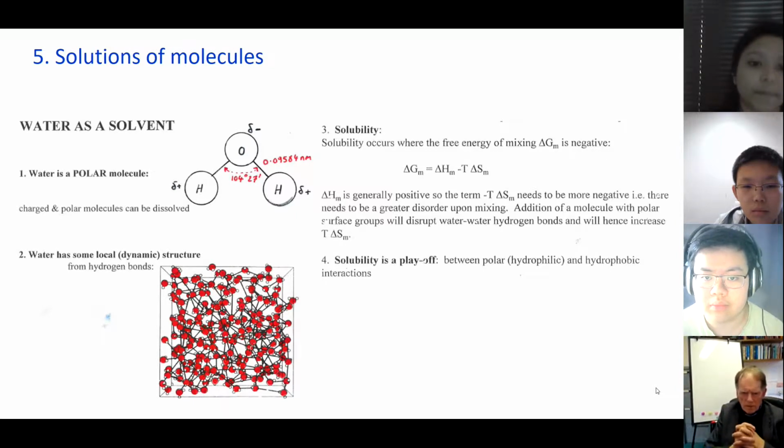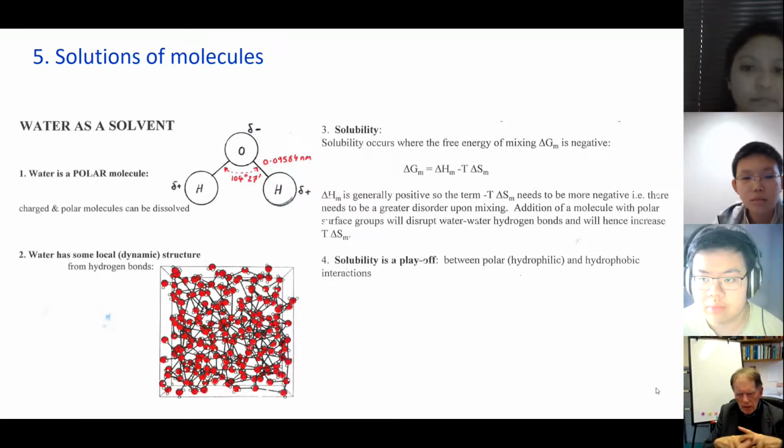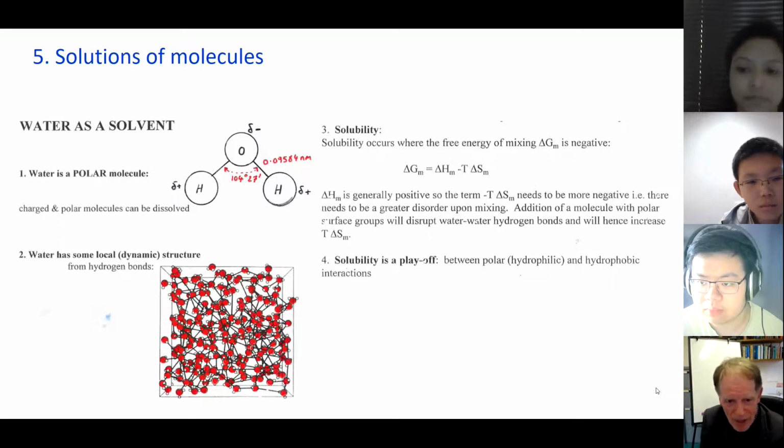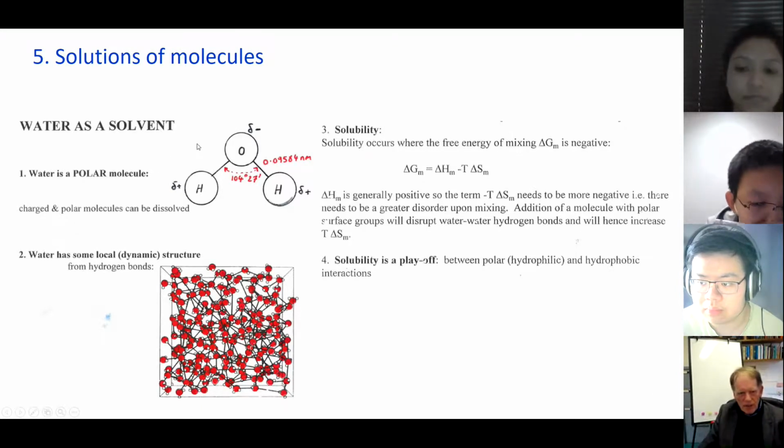macromolecules often occur in a watery type of environment. So it's important to understand the relations between macromolecules and water, and solubility and concentration. And the very first thing we have to do is to just look at the properties of the water itself.